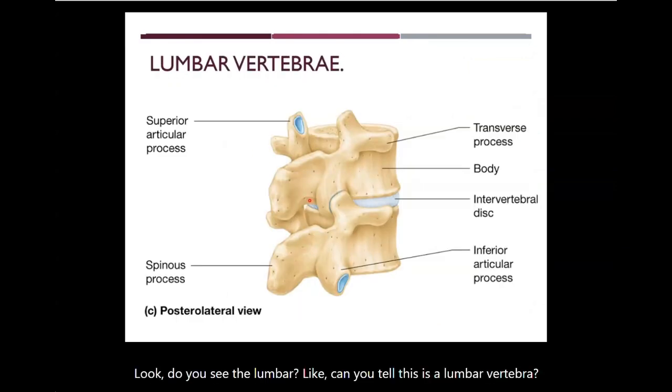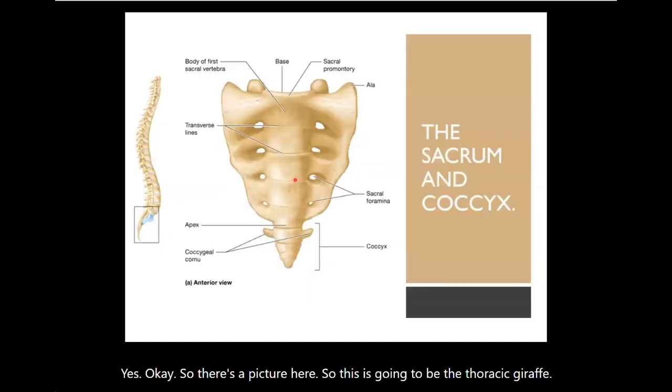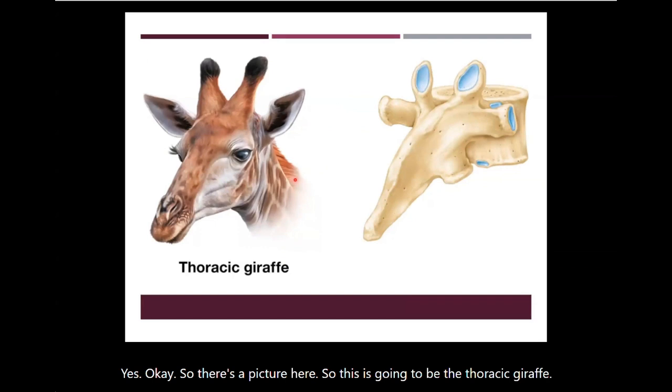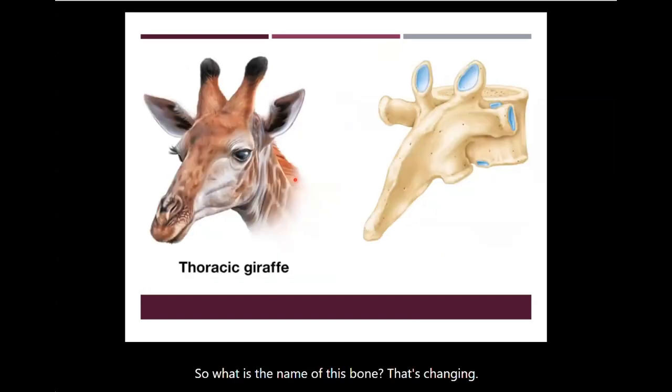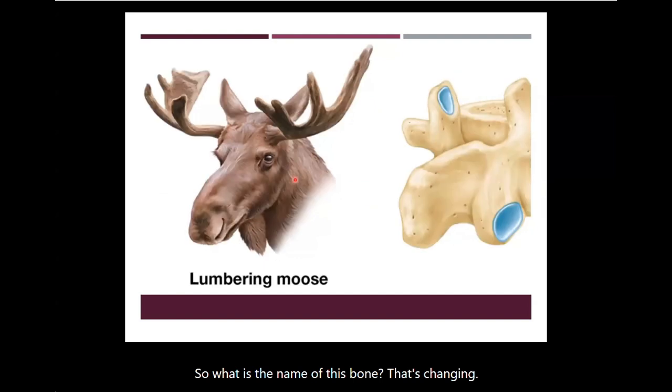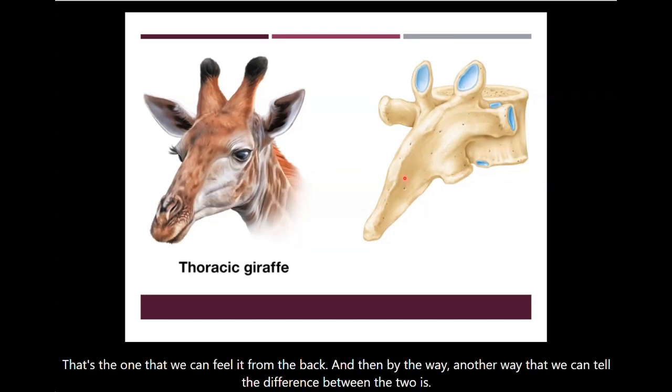Look, do you see the lumbar? Can you tell this is a lumbar vertebra? The body is bigger, but do you see the moose face? Yes, okay. So there's a picture here. This is going to be the thoracic giraffe, and this is going to be the lumbar moose, okay? So what is the name of this bone that's changing? No, this part. The spinous process, okay? That's the one that we can feel from the back.